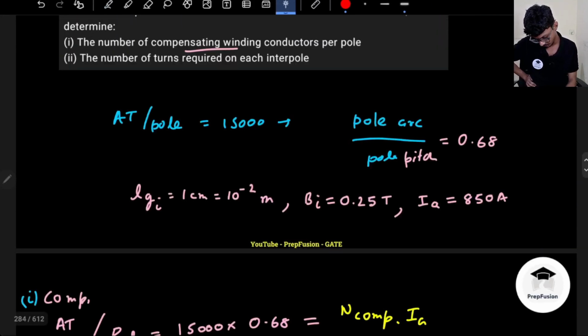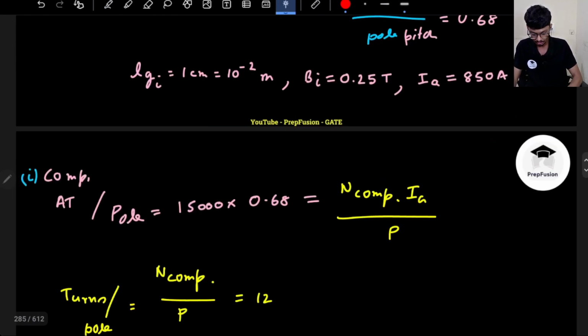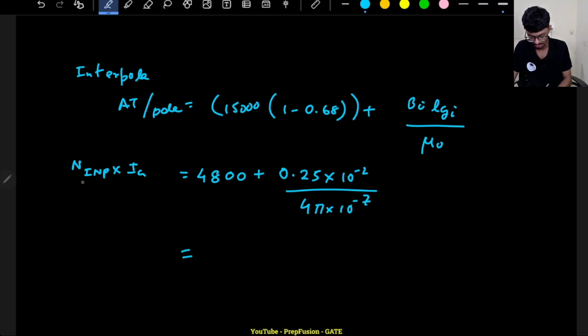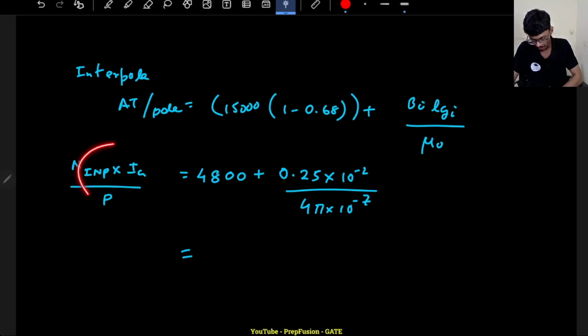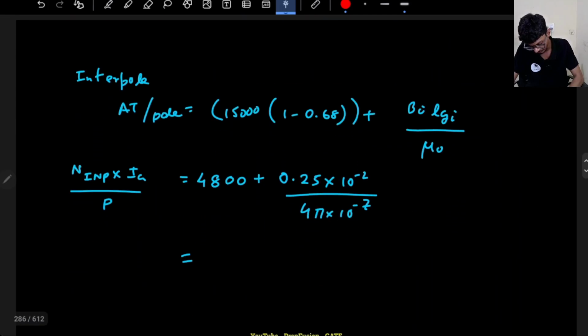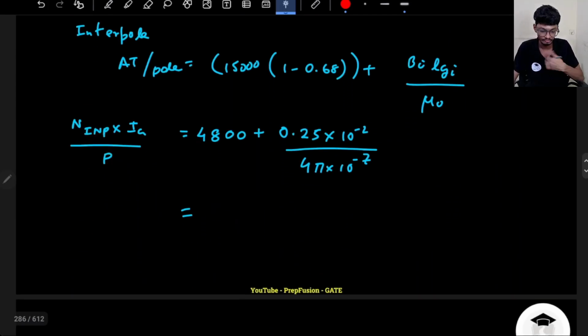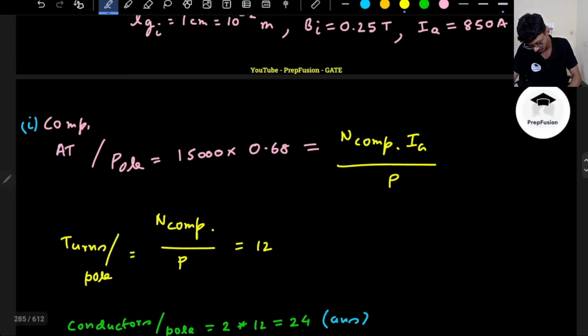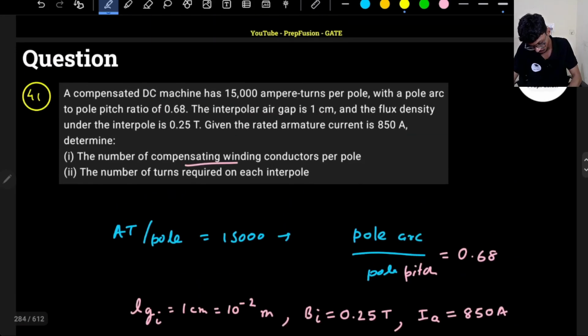But what have they actually asked? They have asked for the number of turns required in each interpole. So the number of turns of the interpole, N interpole, into the armature current, because the interpole is also connected in series, divided by the number of poles P, because this is the overall number of ampere turns but it should be per pole. They are asking for each interpole, so I have to ultimately find N interpole upon P. Have they given the number of poles? They have not given the number of poles, and we don't even need it.